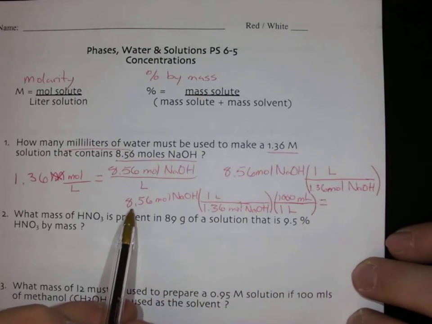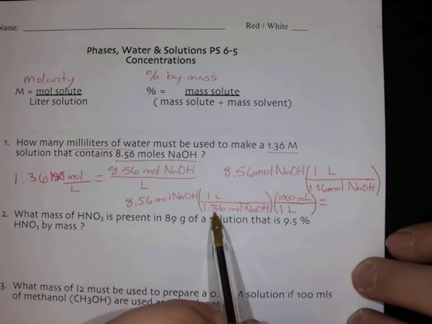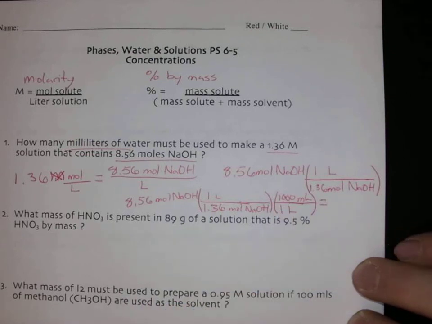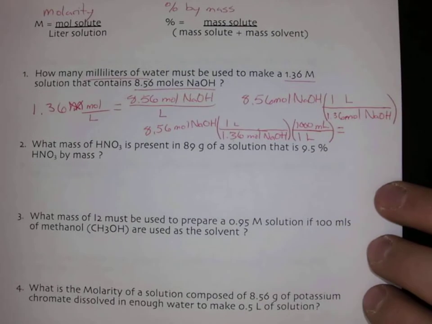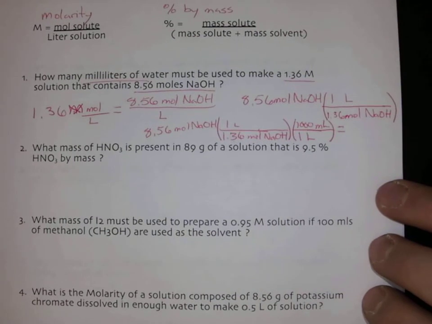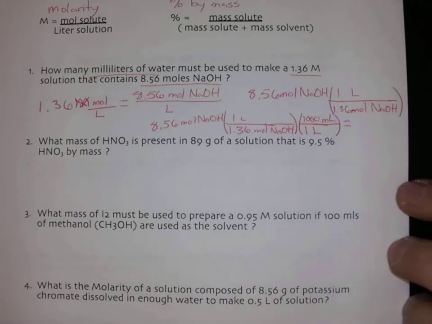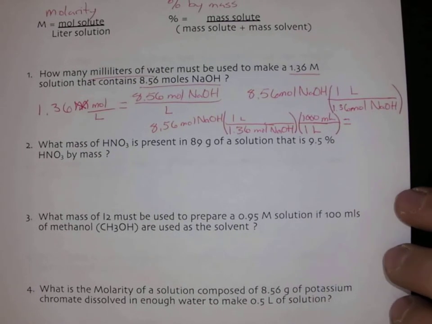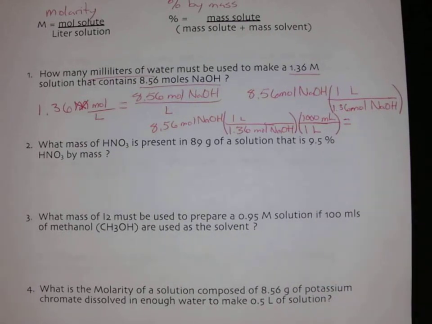So for this, we would do 8.56 divided by 1.36 times 1,000, and that would give us our answer in milliliters, okay? So that's kind of how we can go through this worksheet. We've got lots of practice with these, okay? Because our molarity is really important as we move through to the next units, okay? All right.